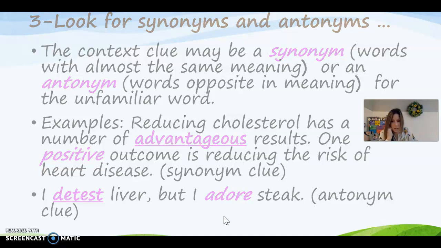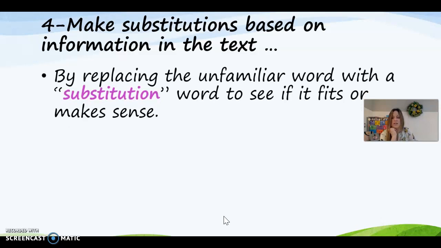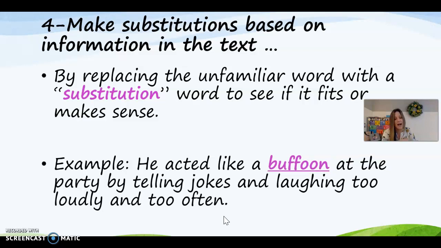So let's take a look at the 4th and final strategy to use. Make substitutions based on information in the text, okay? So sometimes you can replace the unfamiliar word with a substitution word to see if it fits or makes sense, okay? So example, he acted like a buffoon at the party by telling jokes and laughing too loudly and too often. Well, buffoon, okay, that's going to be a noun, okay?